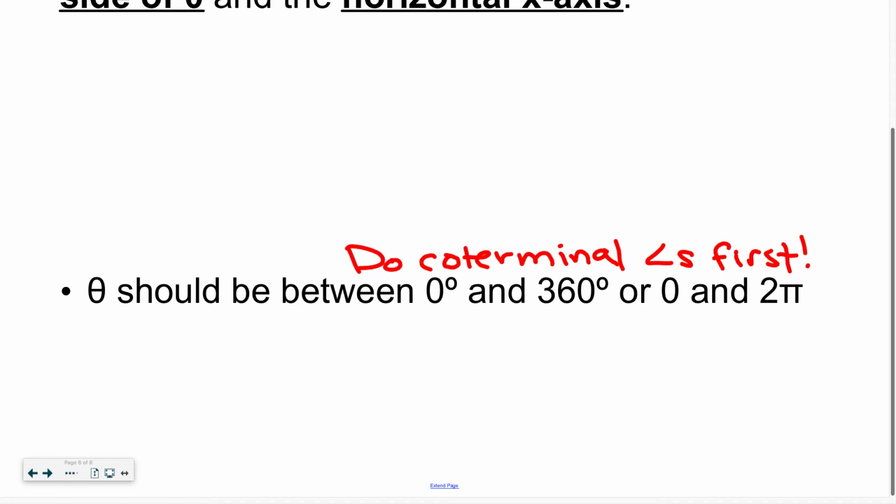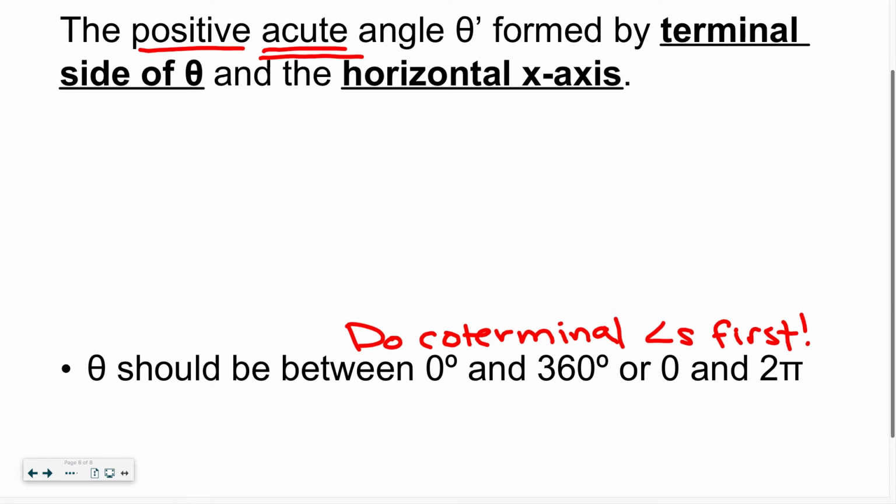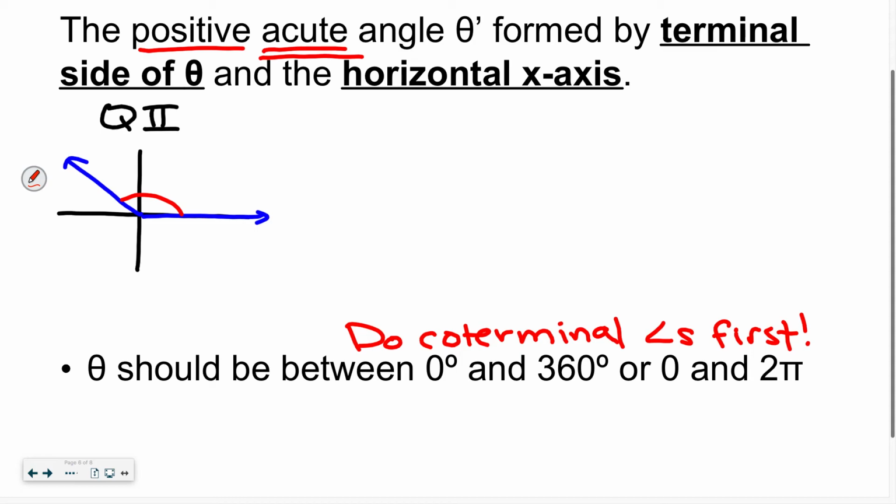Quadrant 2 will be a different story. So I'm going to draw out some work for quadrant 2. Here's what the quadrant 2 picture will look like. I got an angle in standard position. I've got it to be a positive angle between 0 and 360, so I've got my red arc showing that. And it lands in quadrant 2. This angle between the terminal side and the horizontal axis, the angle that it actually is, it's over 90 degrees, so it's not acute. The reference angle, which we call theta prime, is formed by that terminal side and the horizontal x-axis over here. So here's my theta prime.